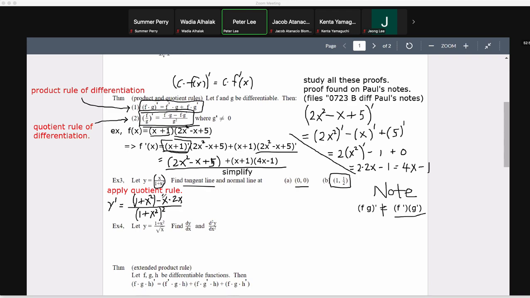1 times 2x, so I want to put a parenthesis around this. So what we get is this. This is equal to 1 plus x squared minus 2x squared. So that will be minus x squared, and then plus 1. You know what? The line is not straight in here, so let me rewrite this. I'm going to write this as minus x squared plus 1 over (1 plus x squared) squared. Yeah, I can just write the denominator as (x squared plus 1) squared.